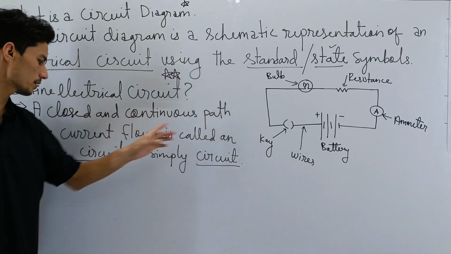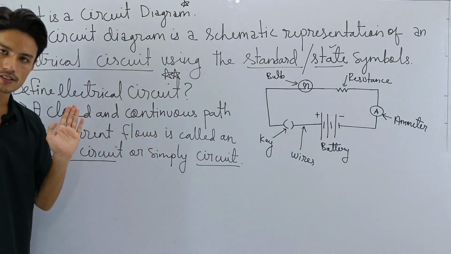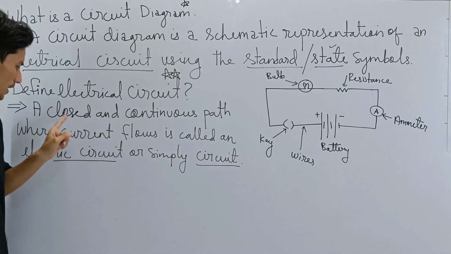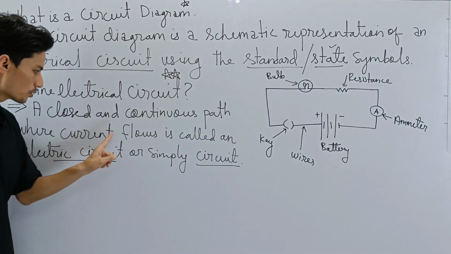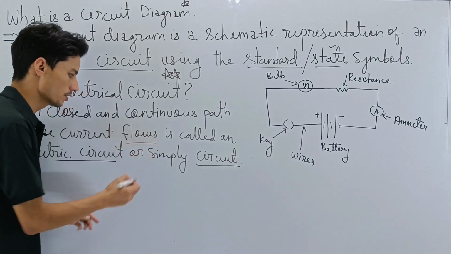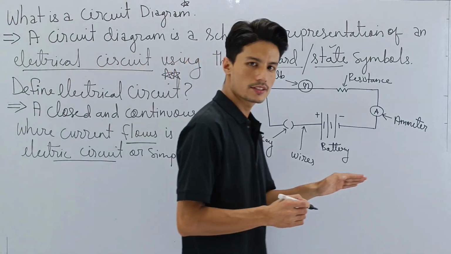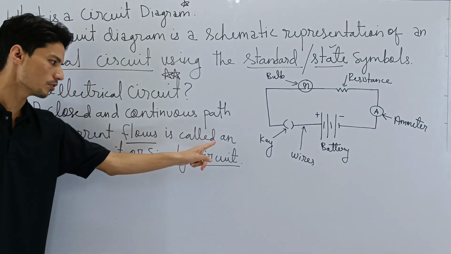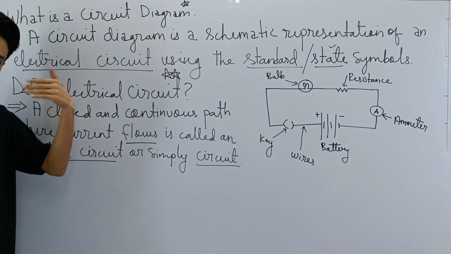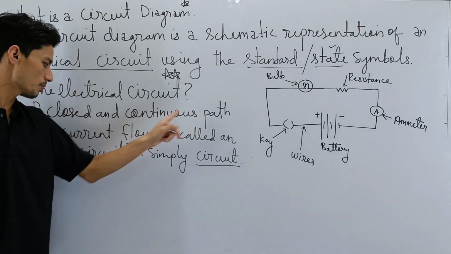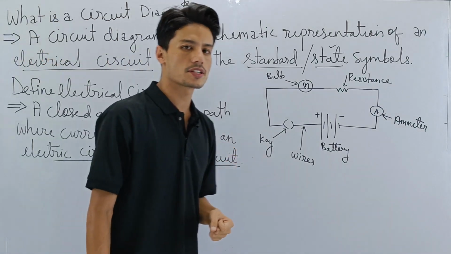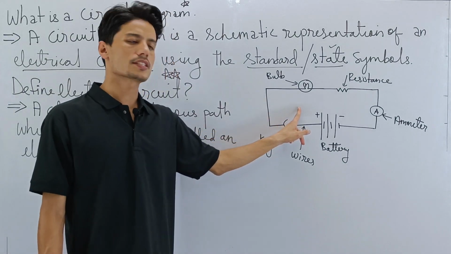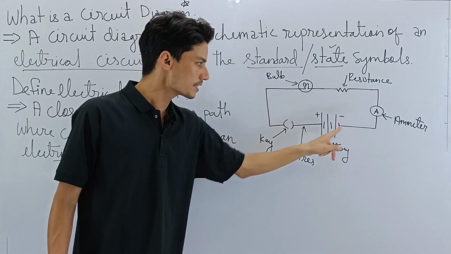A closed and continuous path for current to travel is called an electric circuit. I'm giving you 2 variants. I'll repeat the second variant which I just said now. A closed and continuous path for current to travel. Here I'm writing flows, but flows means traveling only, moving only. So a closed and continuous path for current to flow is called an electric circuit, or simply circuit. Remember class, this is an electric circuit.